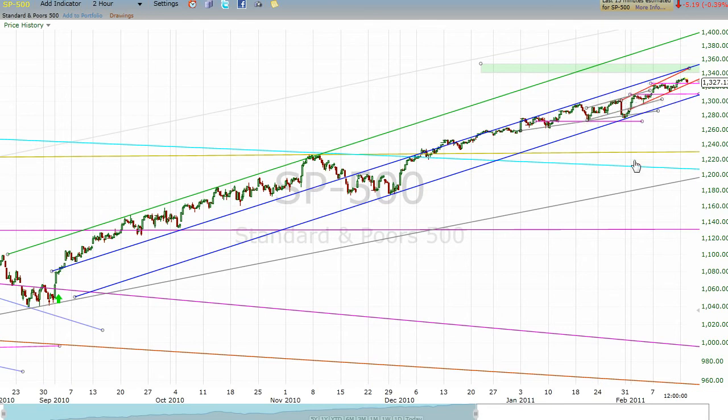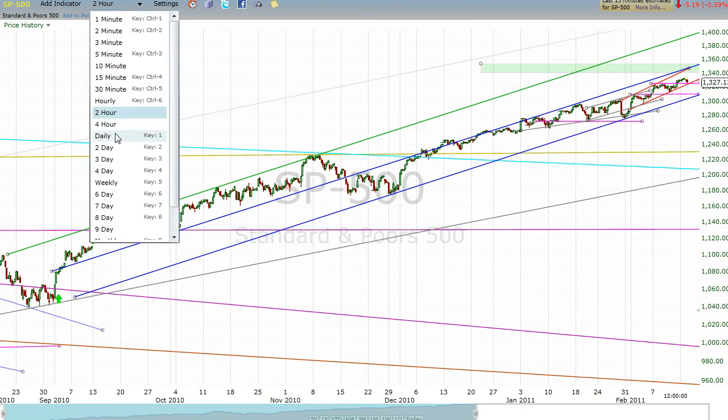Additionally, there is now a bottom channel line that I've drawn from this bottom, which was the bottom of the right shoulder of the last inverse head and shoulders, the bottom after the consolidation, and that also lines up with the bottom that was made during the Egyptian mess. So let's move in a little closer now. Let's look at a 30-minute chart.